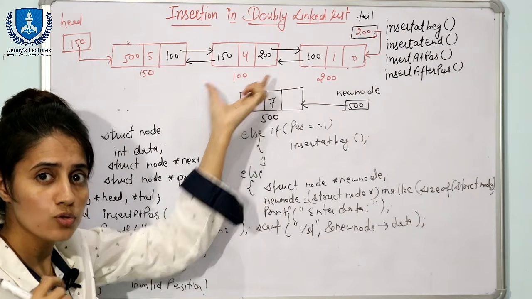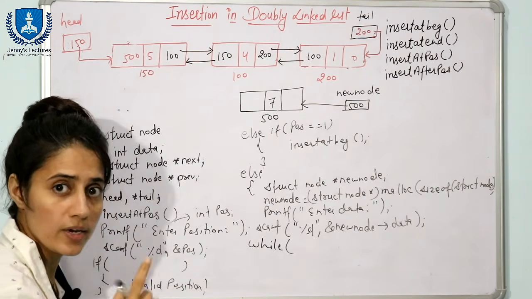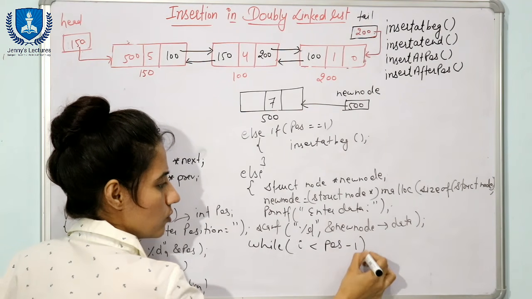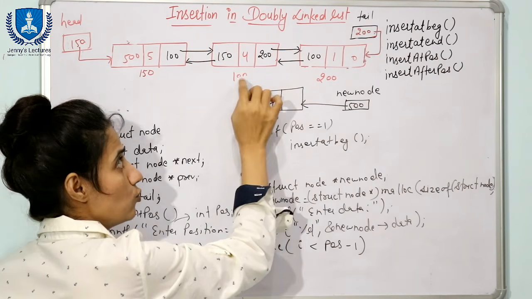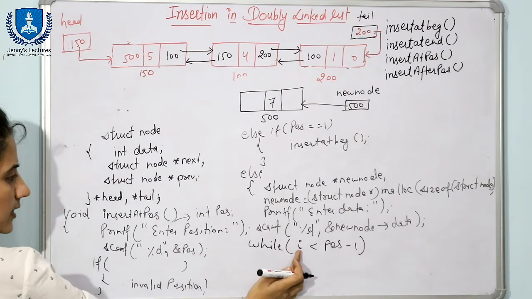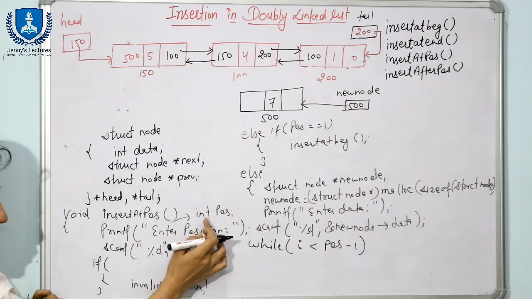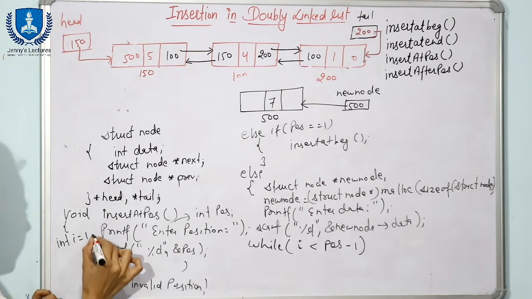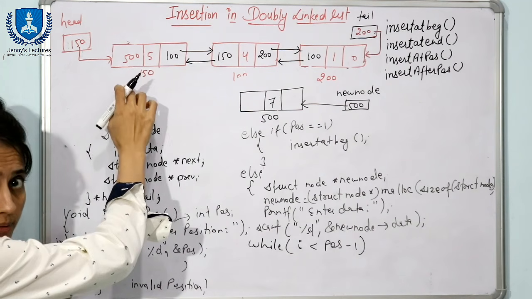So how can you traverse? Using a while loop. So here you will write while, and using a variable, suppose I am taking a variable i, i less than position minus 1, right? Position is 3, so 3 minus 1, that is 2. Till here I want to traverse the list. So you have to declare this i variable also. In this function void insert at position, after you declare this pos, here also you can declare int i is equal to 1. You can initialize it to 1. Suppose i is 1, from here I want to start.